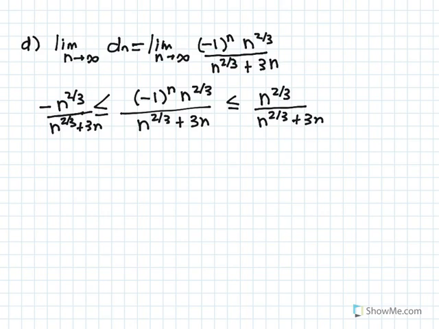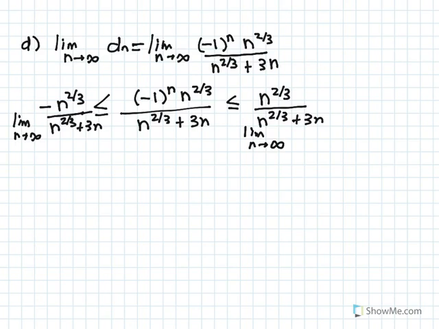Now we're going to take the limit as n goes to infinity. So we're going to take the limit as n goes to infinity of the expression on the left. We're going to take the limit as n goes to infinity of the expression on the right. And then we're going to apply the squeeze law to find the limit of the middle expression.